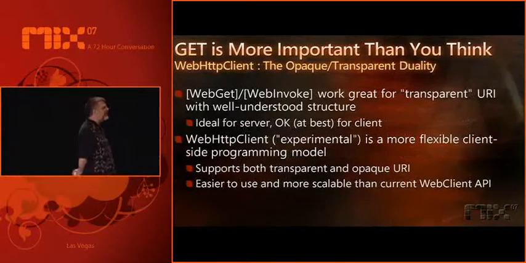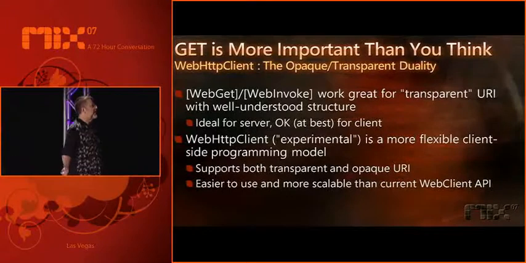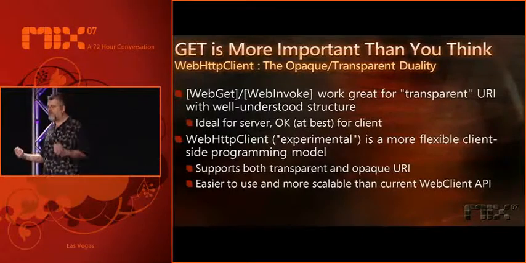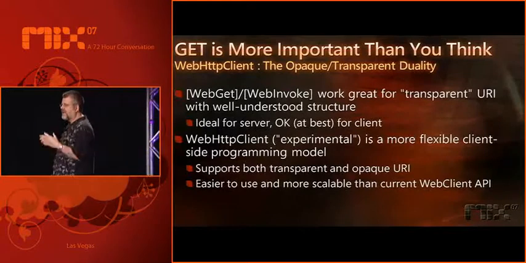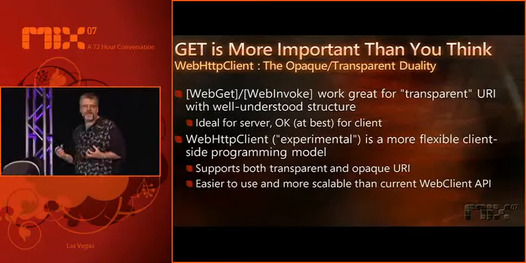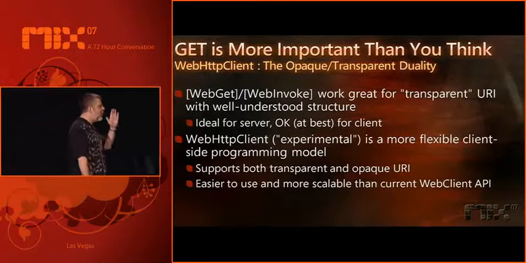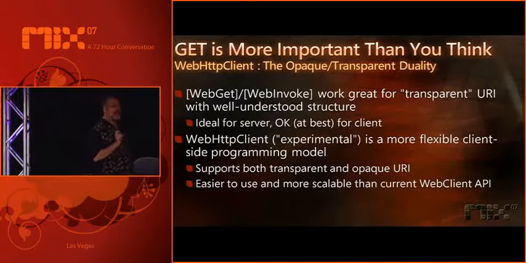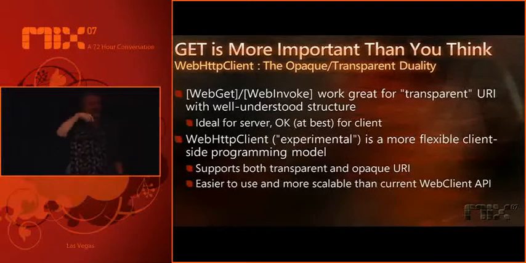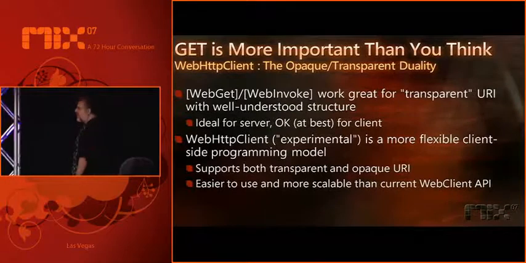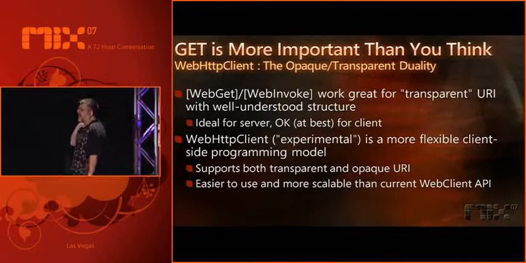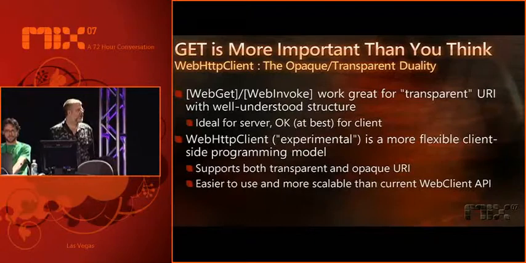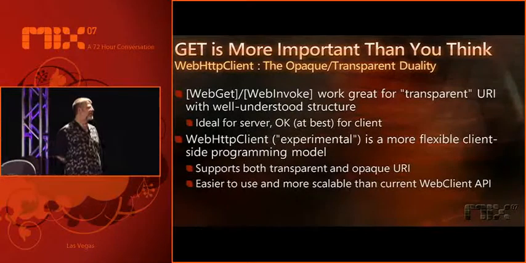Another piece of plumbing we're going to show you in a second, which is new, is this thing called WebHttpClient. WebGet and WebInvoke work great for the transparent URI story. Remember when we talked about URIs and we said two ways to think about them. One is an opaque thing like a GUID that you don't even think about the structure on, and the other one is where it's transparent. WebGet and WebInvoke work great on both the client and the server if you're dealing with transparent URIs, that is templated URIs where you know what the holes are and you want to fill the holes in. On the client, often we want to be able to deal with these things opaquely, and so for that we have an additional client-side programming model called WebHttpClient, which supports both the transparent and the opaque scenarios.